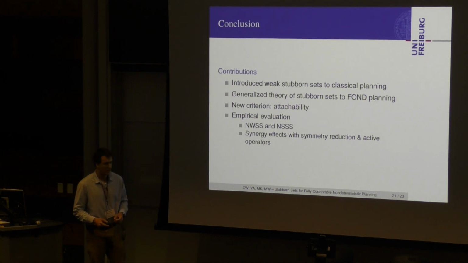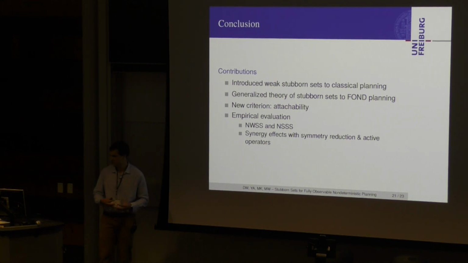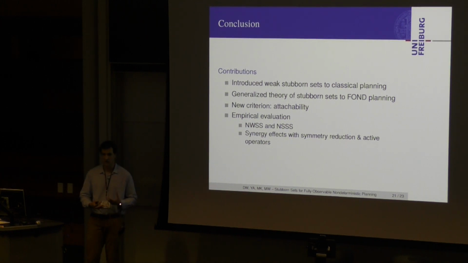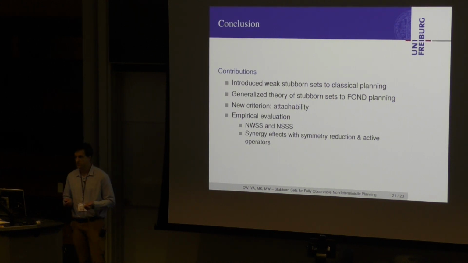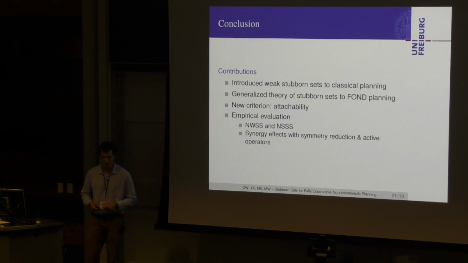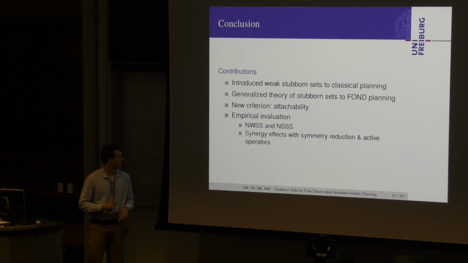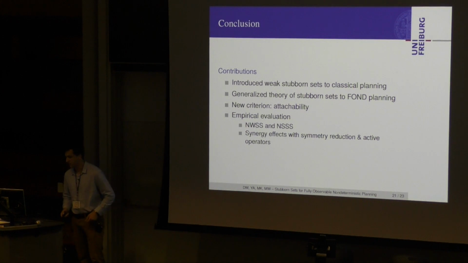To wrap up, I've introduced weak stubborn sets to classical planning. These are a slight generalization of strong stubborn sets. We have generalized the theory of stubborn sets for FOND planning. We have seen that this is actually non-trivial to do. We have introduced a new idea of state space pruning based on attainability instead of commuting operators, which can also be used in classical planning, for instance, for unsolvable problems. And we have implemented this into the non-deterministic weak stubborn set and evaluated a first prototype implementation and saw strong synergy effects with symmetry reduction and active operator pruning.